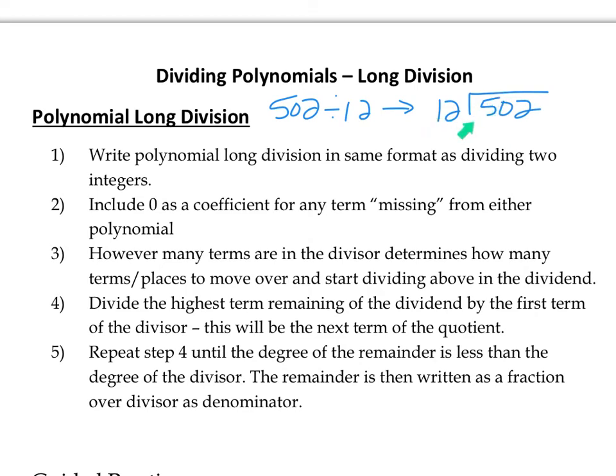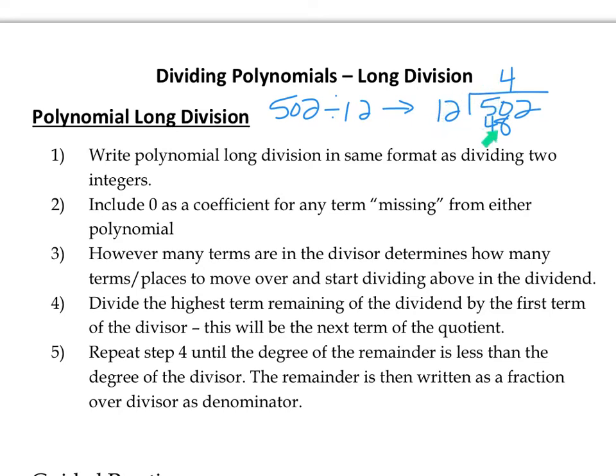And we're going to see 12 goes into 52 4 times. That'd be 12 times 4 is 48. So just like we're doing here, we're going to follow the same process when we divide polynomials. We're going to take the 4 and multiply by the 12. That's how we get the 48.